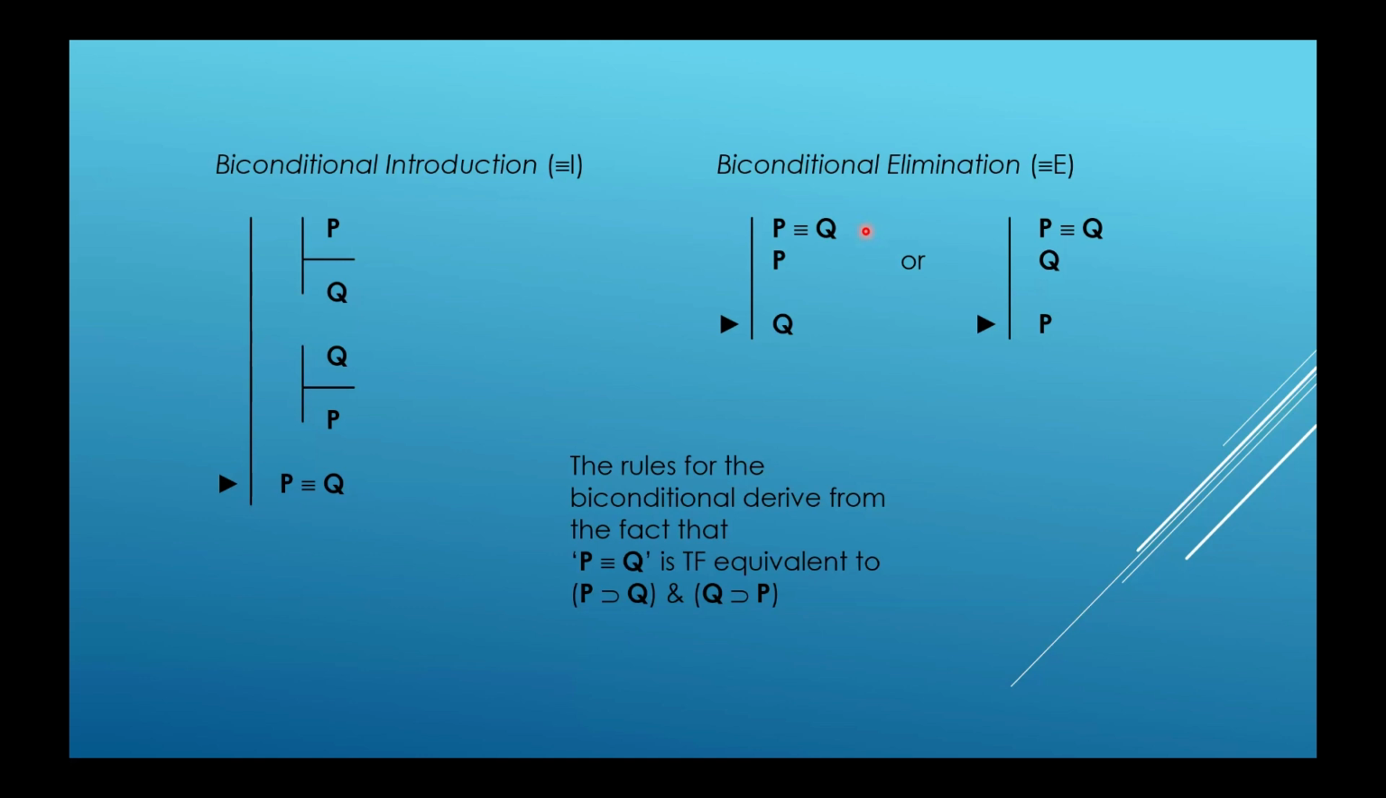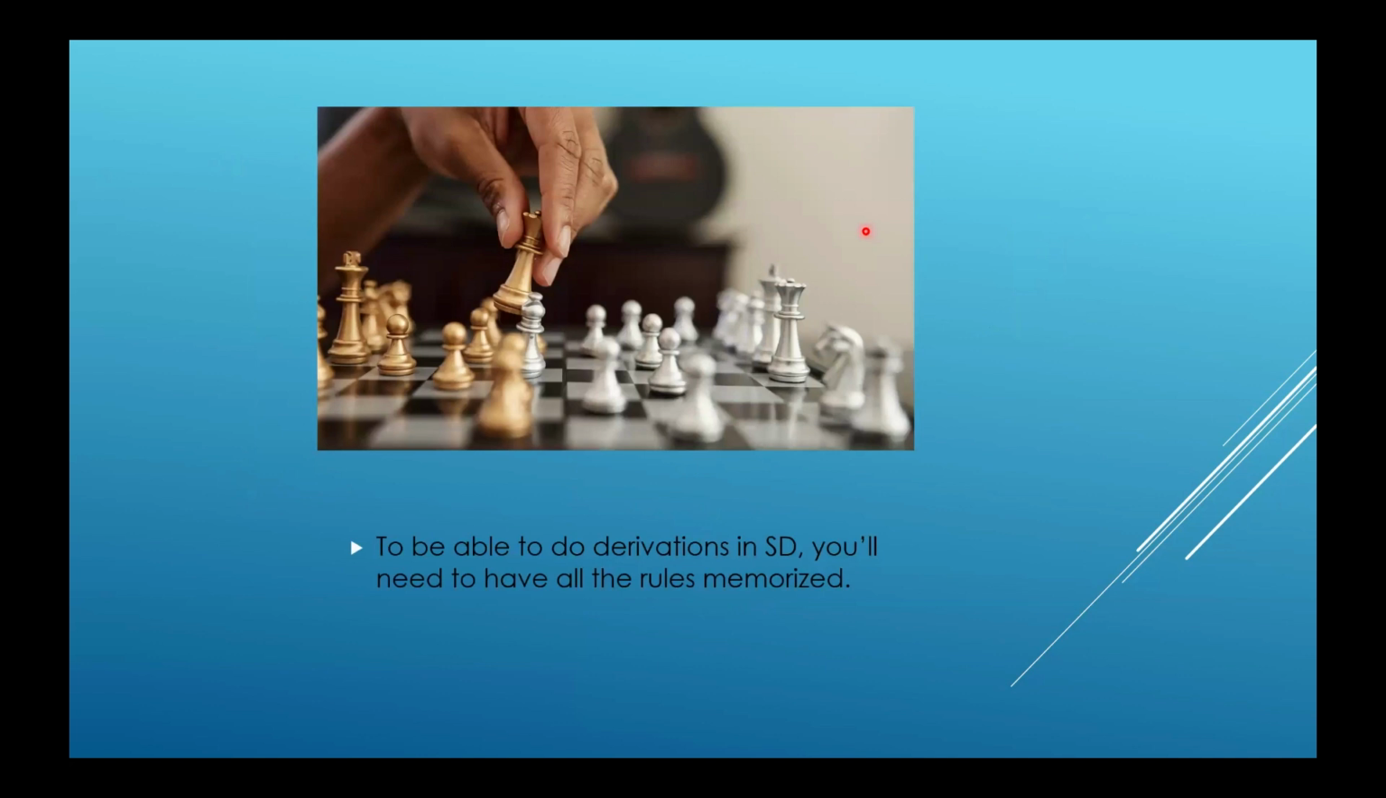Remember that conditional elimination does not go this way. If you have the antecedent of the conditional, then you can infer the consequent. But if you have the consequent of the conditional, you can't infer anything at all. That is the fallacy of affirming the consequent. So those are the rules of SD.